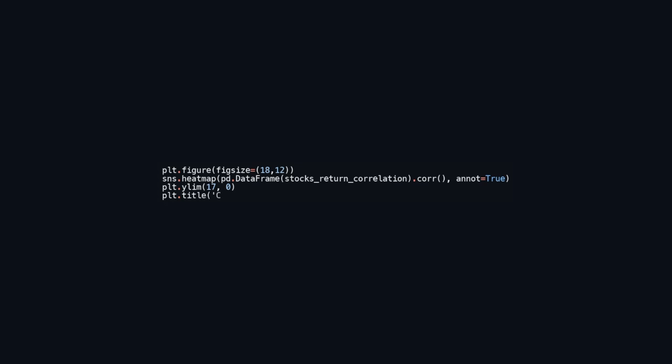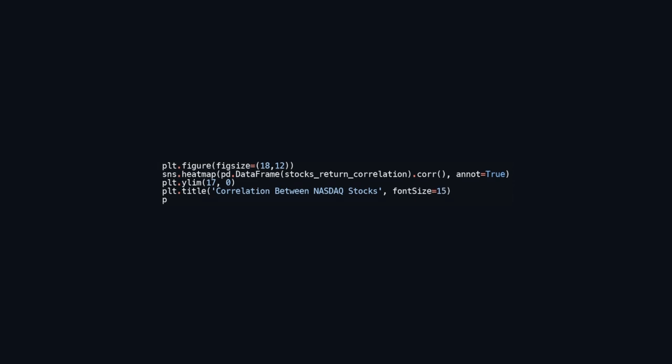The output is a colorful matrix where each cell represents the correlation coefficient between two stocks, ranging from -1 to 1. A value of 1 indicates a perfect positive correlation, meaning that the stocks move in the same direction, while a value of -1 indicates a perfect negative correlation, where the stocks move in opposite directions. Values close to 0 suggest little to no correlation. The color gradient enhances this interpretation, with darker shades indicating stronger correlations.